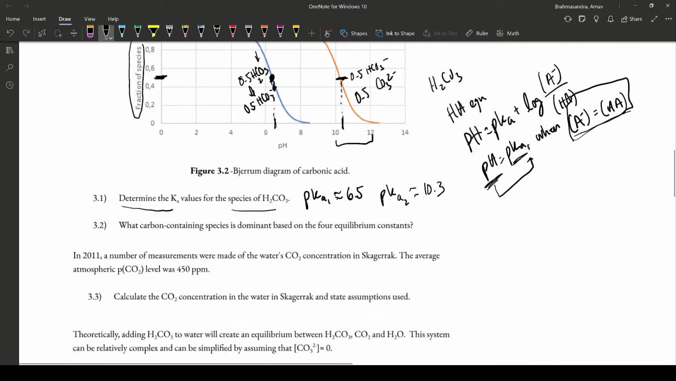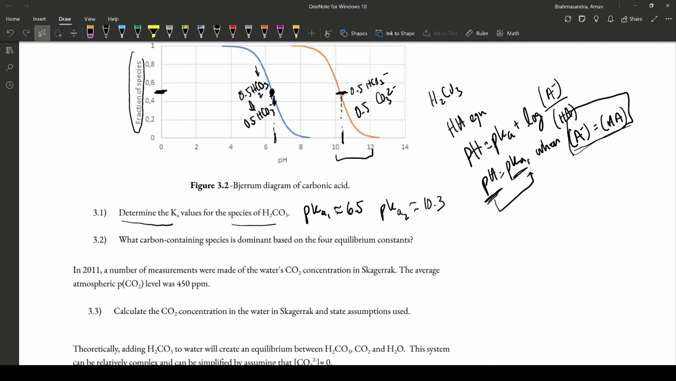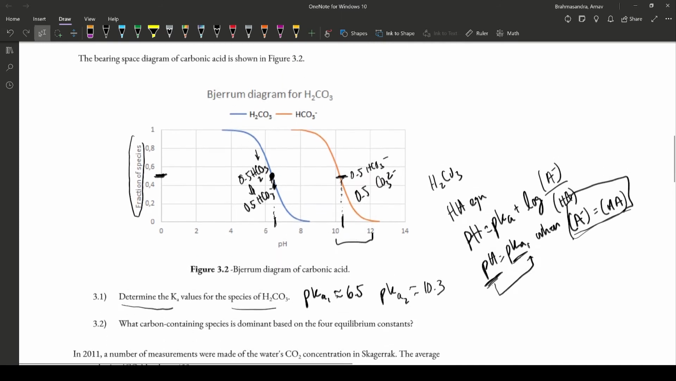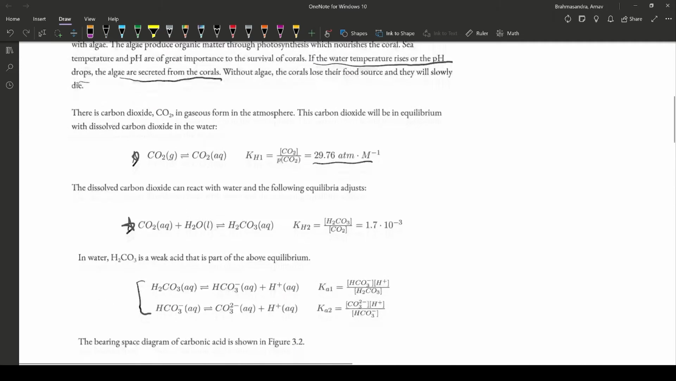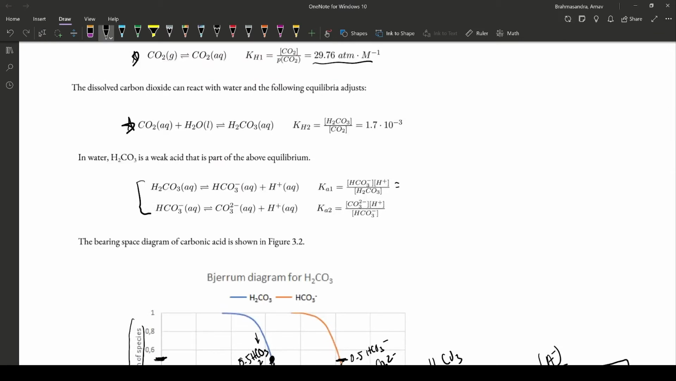Next question: what carbon-containing species is dominant based on the 4 equilibrium constants? So, to actually finish out 3.1, technically it asks for the Ka values, so let's write in the Ka values up here. We have Ka1, the pKa being 6.5. That means the Ka is going to be 10 to the negative 6.5, which is approximately 3.16 times 10 to the negative 7. And for Ka2, we have 10 to the negative 10.3, which is approximately 5.01 times 10 to the negative 11.